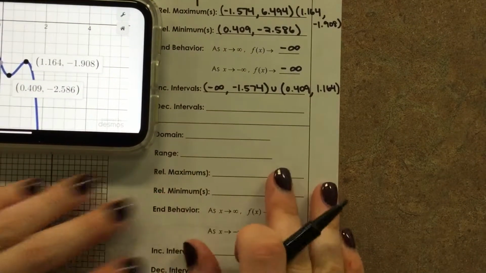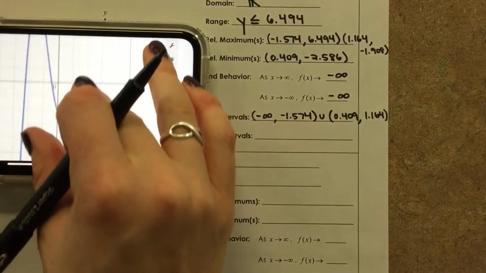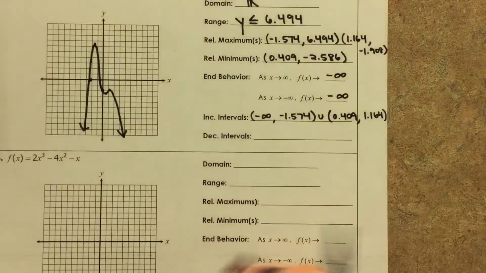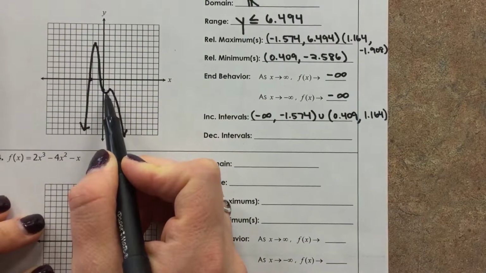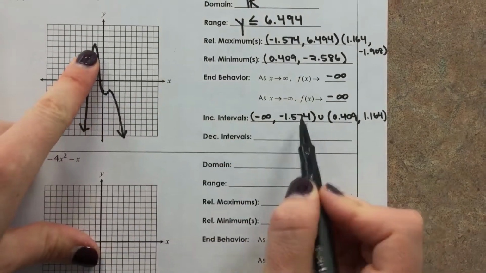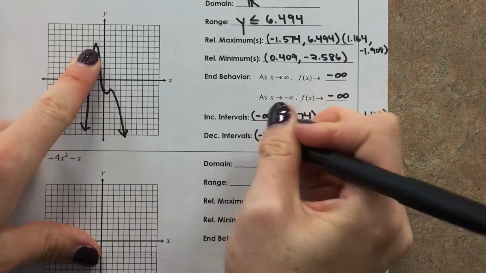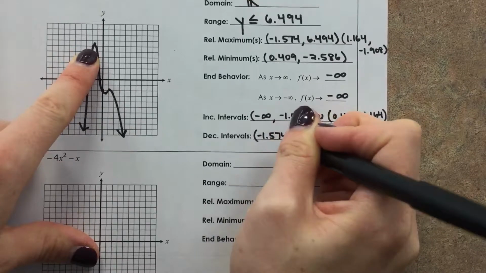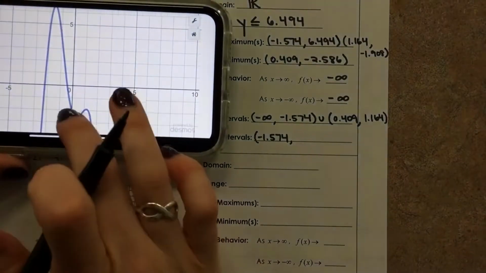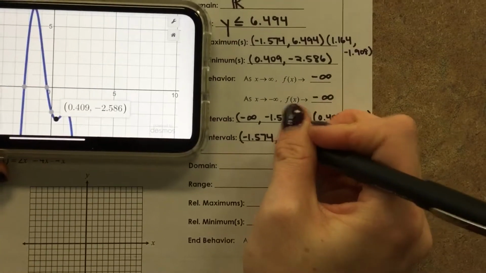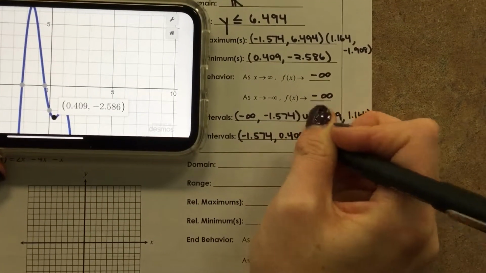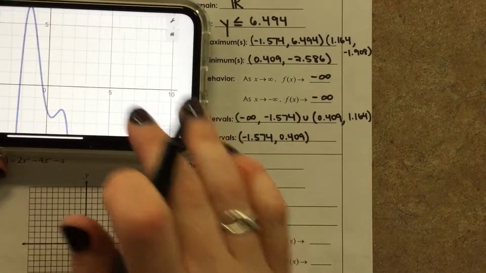Okay, so then decreasing intervals is the other parts. So it decreases from this x value right here down to this x value right here. So remember, this x value is the same as this one, negative 1.574, comma, and then it decreases till it gets to this little valley, which is 0.409. Okay, so that's the first time it's decreasing.